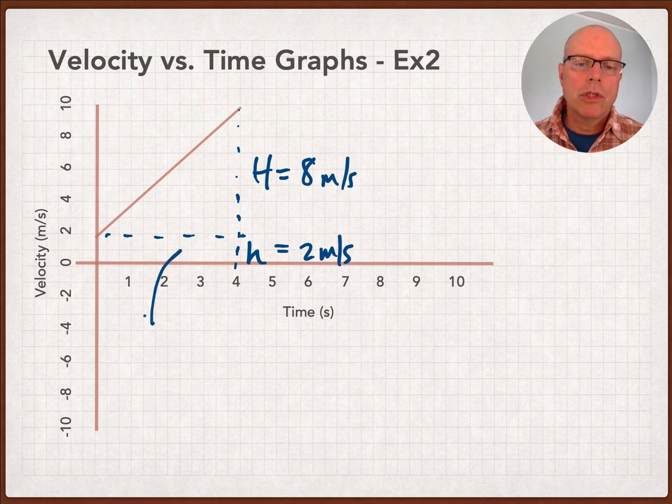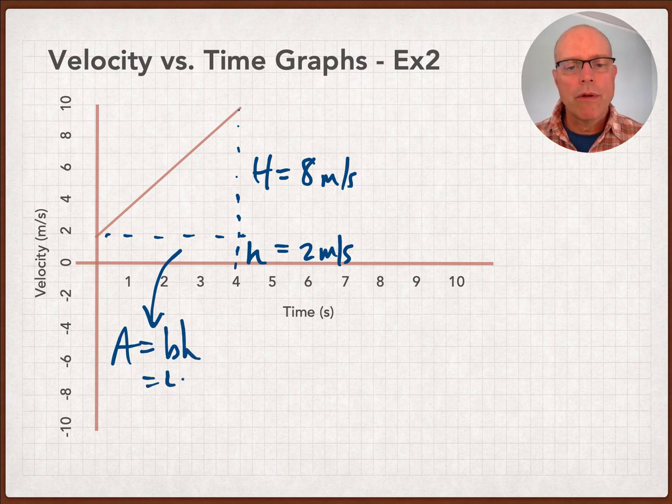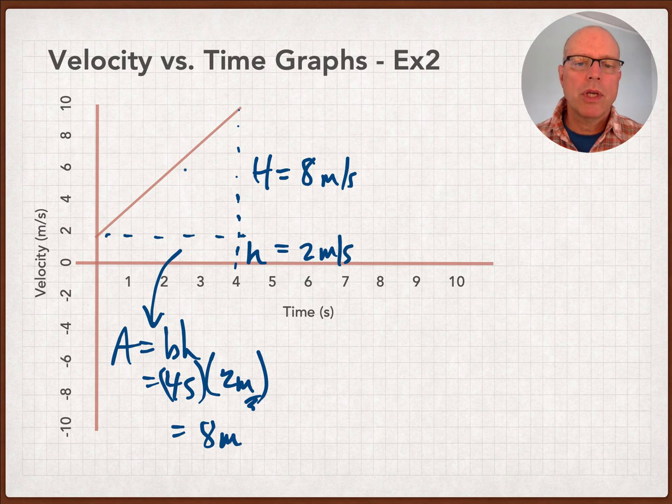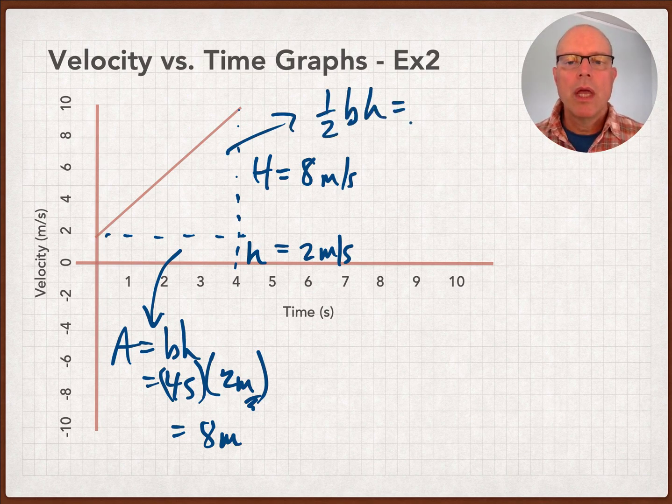So what I'm going to do is just talk first about the rectangle, and I know that the area of a rectangle is just base times height. So I've got 4 seconds, times the height of 2 meters per second. And I put those together, and I get that the displacement represented by this area right here is 8 meters.